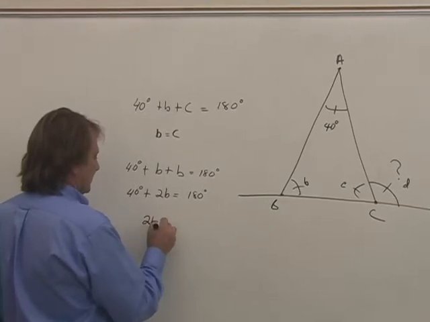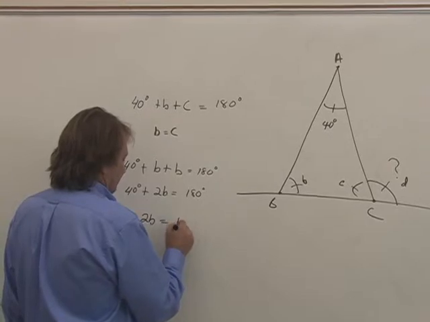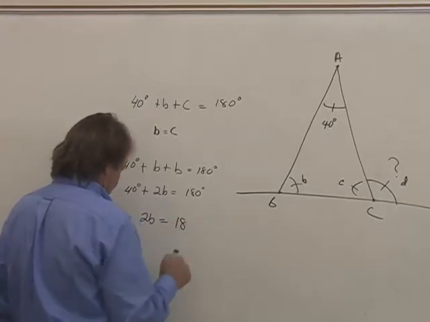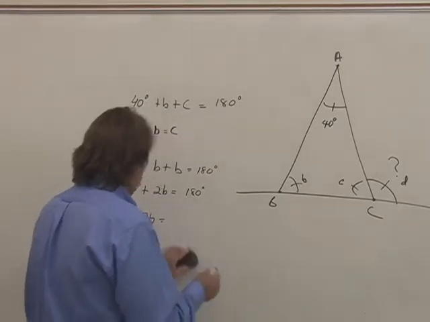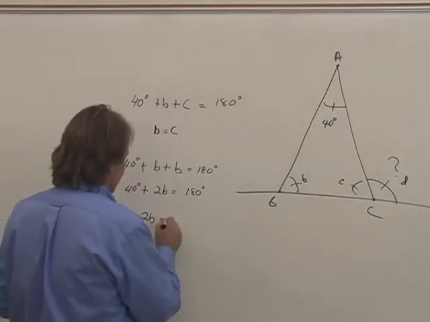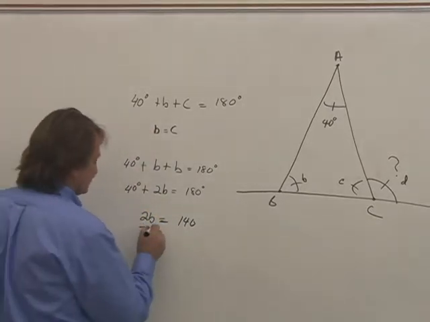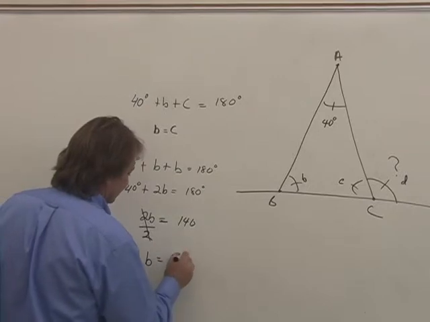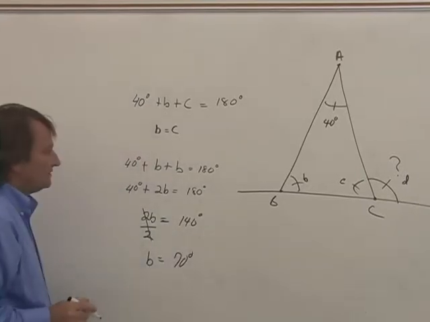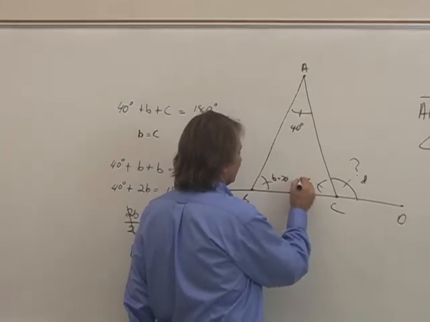So I would have 2B is equal to 180 minus 40, not 180, it would be 180 minus 40 would be 140. And then I'd go ahead and divide off the 2 that's on B, and I would have B equals 70 degrees. So each of these angles here are 70 degrees.